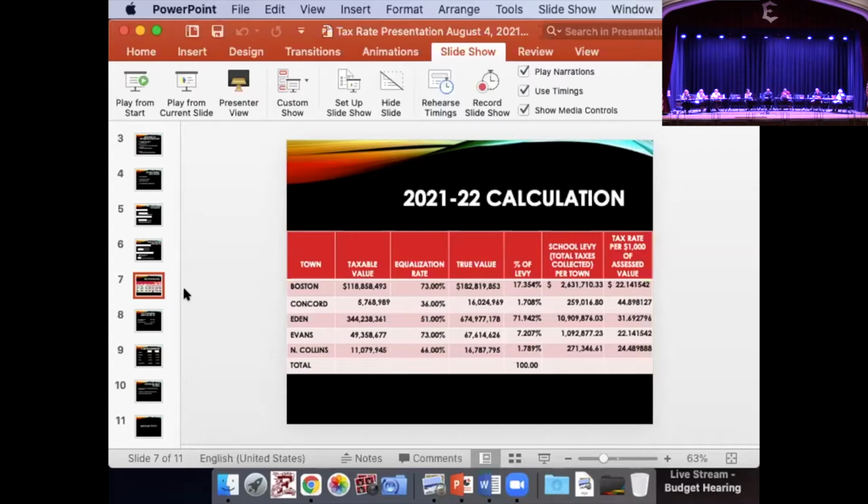North Collins is $11,079,945 of taxable value. 66% equalization rate gives them $16,787,795 of true or perceived market value, or 1.789% of the levy, $271,346.61. But their tax rate of assessed value is $24.489888. You all got that?